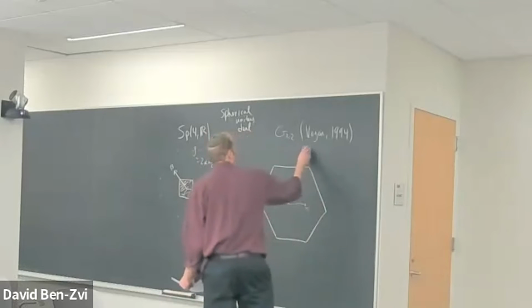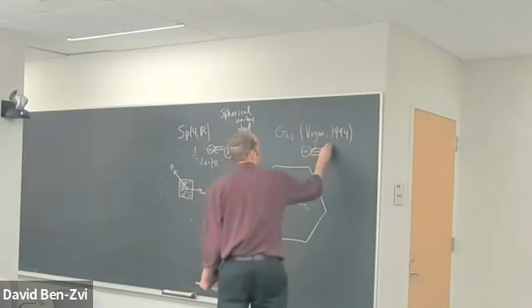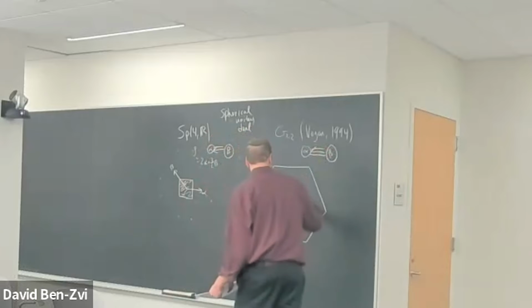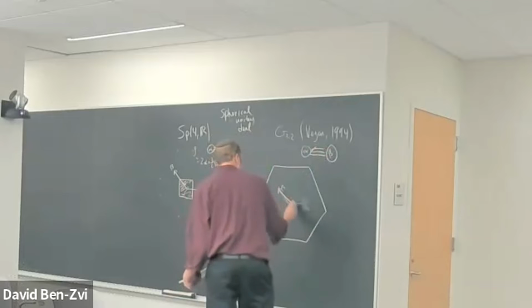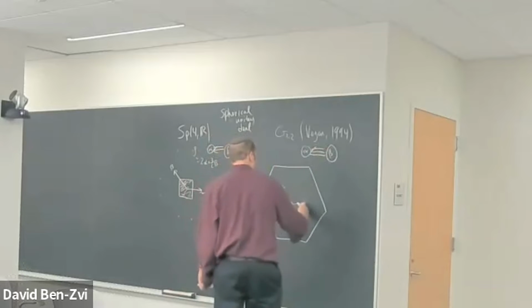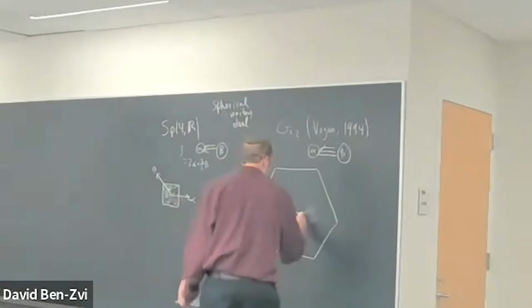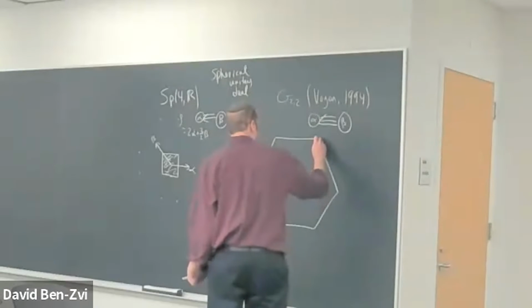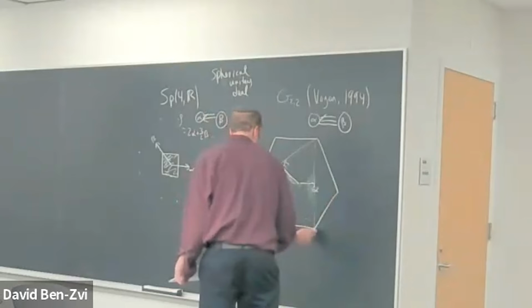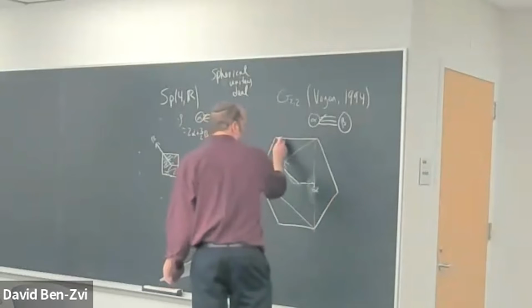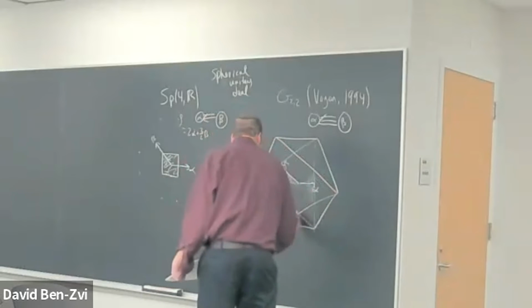Okay, so here's the Dynkin diagram. It's a triple bond, so a long root and a short root. Back to Ezra's question.